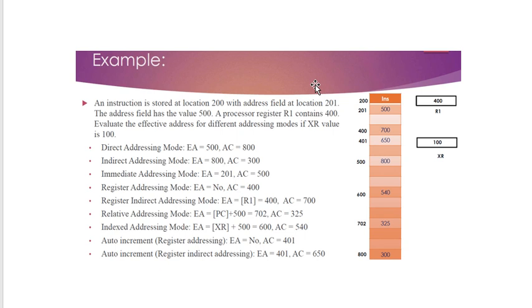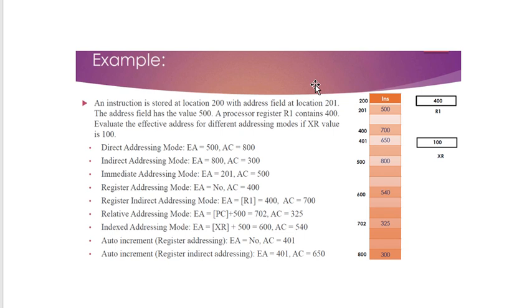Okay. So it says an instruction is stored at location 200 with an address field at location 201. The address field has a value 500, right? A processor register R1 contains 400. Evaluate the effective addressing if XR value is 100. So let's take our time. We have an instruction, right?